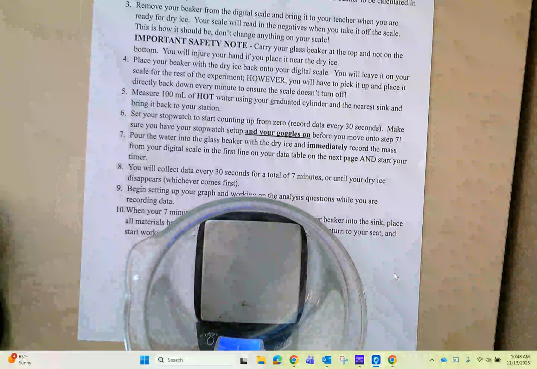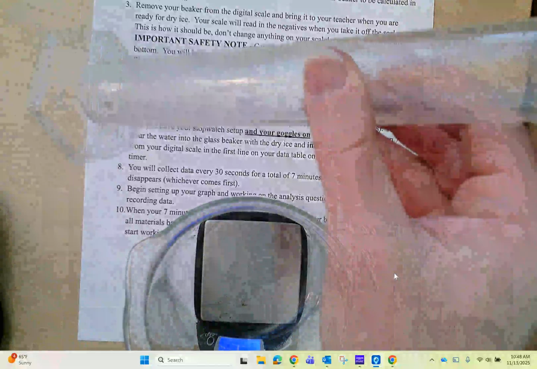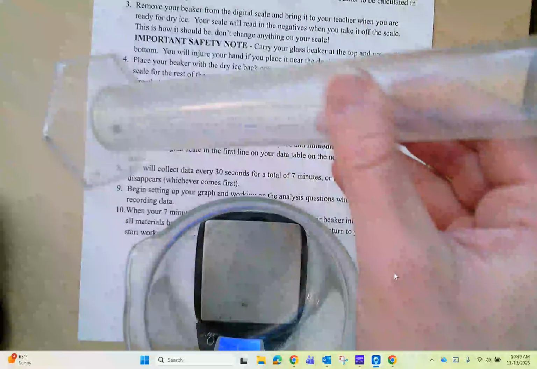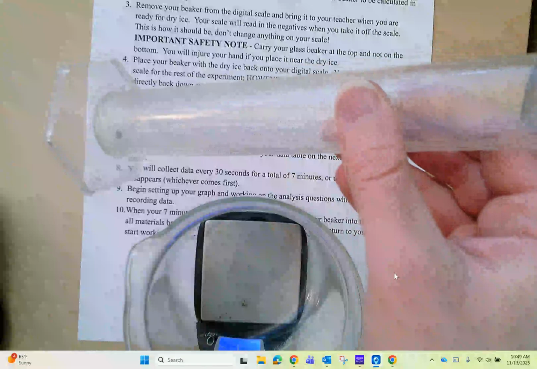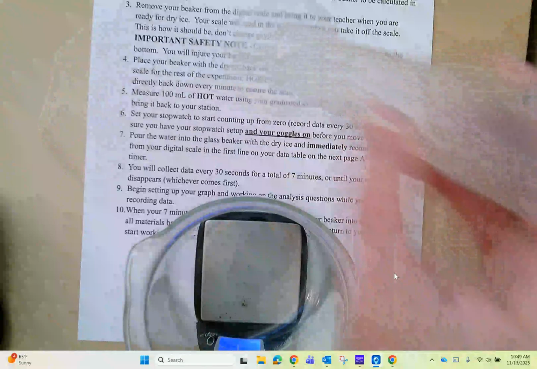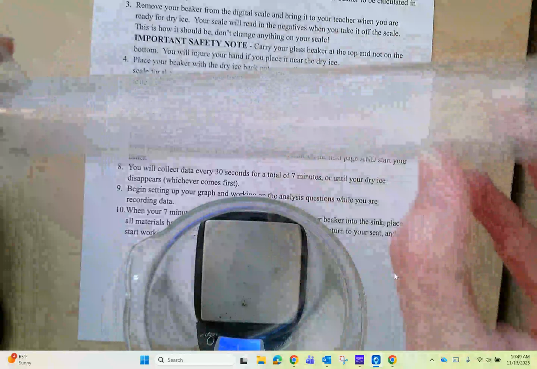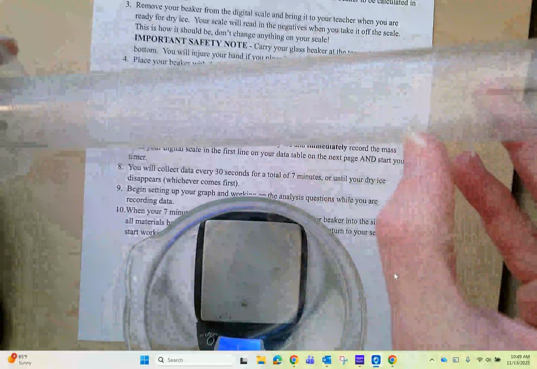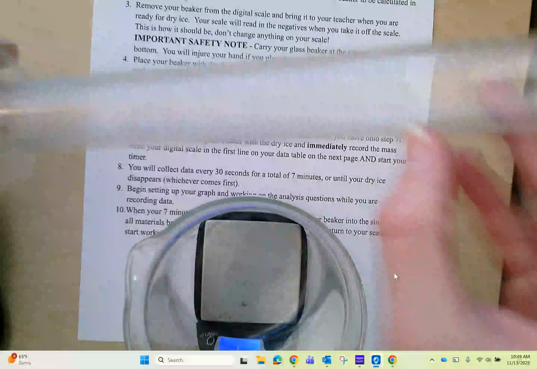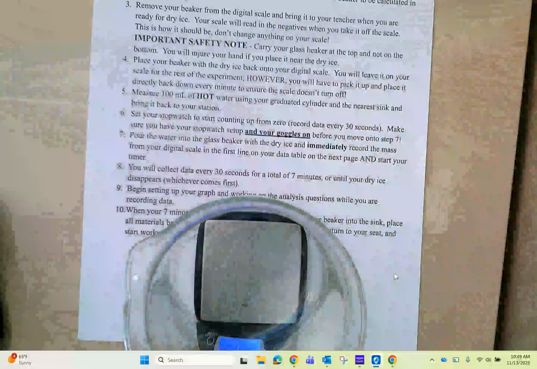So you are going to be moving around the room with this. Again, the beaker is not leaving your scale from now on except to be picked up and placed back down just to keep your scale on. So we're moving around the room with your graduated cylinder. Get your 100 milliliters. 100 is this top line up here. Okay, so filling up to the top here with hot water and then bringing it back to your station.